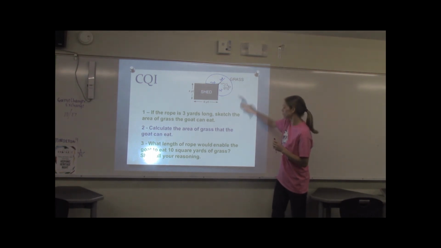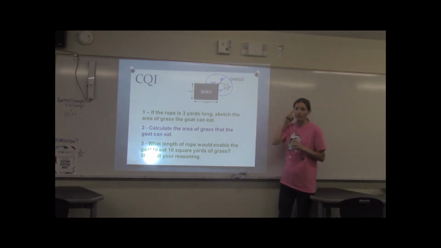So, Evelyn, can you explain how you guys found the area? What we did was we first found the whole area of the circle, and once we found it, we divided that by 4 and multiplied it by 3, because we divided the area of the circle into 4 parts, and since there's only 3/4, we multiplied the 1/4 part times 3, and we got 21.2100 yards squared that he can eat.